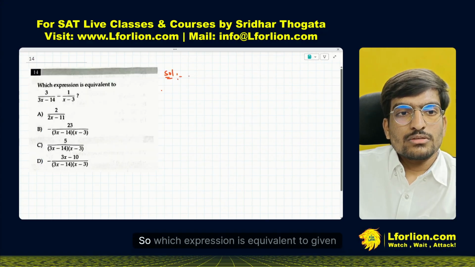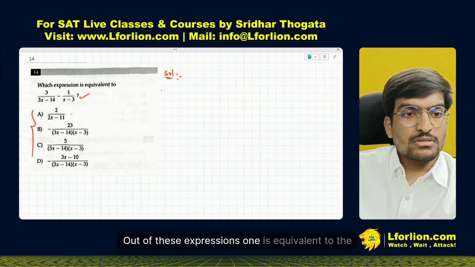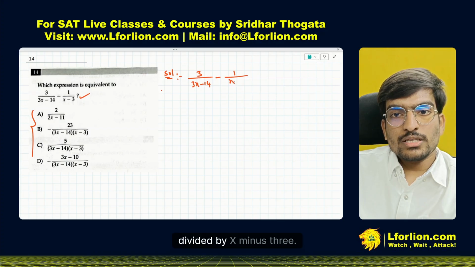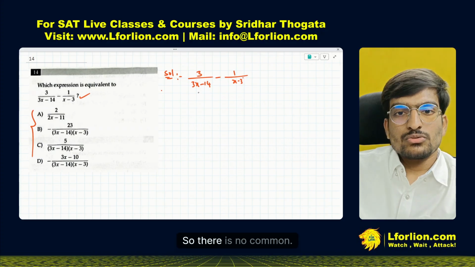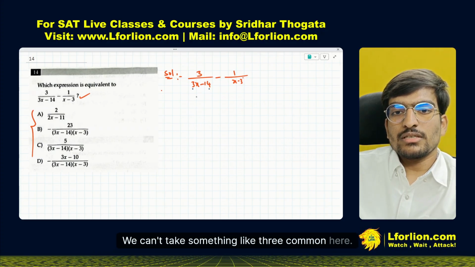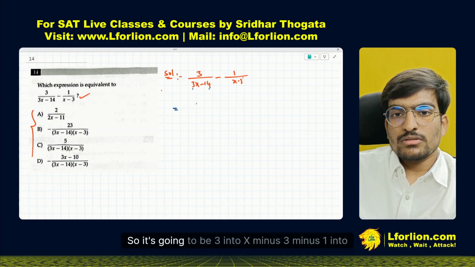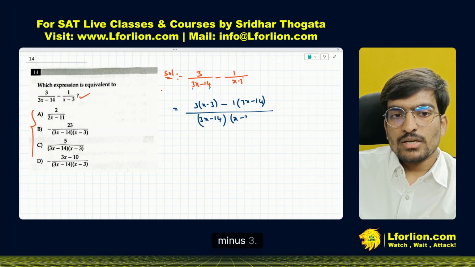Question 14. Which expression is equivalent to the given expression? Out of these expressions, one is equivalent to the given one. Let's see which one. 3 divided by 3x minus 14 minus 1 divided by x minus 3. Can we take anything common out of this? There is no common factor. We can't take 3 common here, as 14 doesn't work with 3. So we just have to cross multiply. It's going to be 3 into x minus 3 minus 1 into 3x minus 14, whole divided by 3x minus 14 times x minus 3.